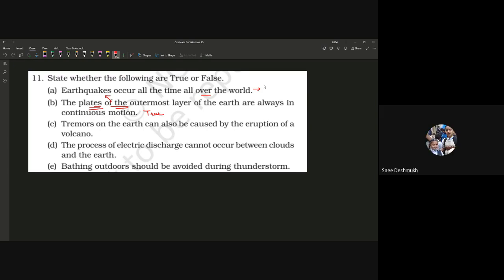Sir, may I? Yes. But the intensity is too low sometimes when an earthquake occurs. Yes, that's true. But are you denying that earthquakes are happening? Intensity might be low, but are you denying that the earthquake is happening at all, or that the plates are not moving at all? That we are not saying, right? So even if the intensity is less, you still have to consider this.